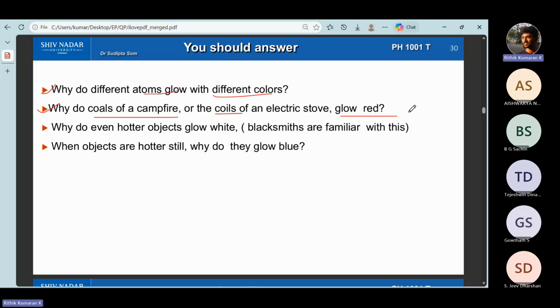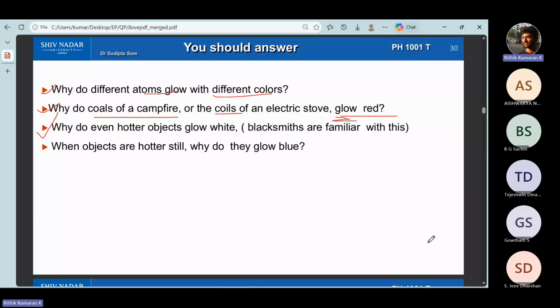So the campfire or coals obviously have a good amount of temperature, but not a greater amount of temperature to exhibit higher-level colors like blue. So it exhibits a good amount of heat, but not the highest amount of heat. That's why it falls under the wavelength region of red. So it glows in red.